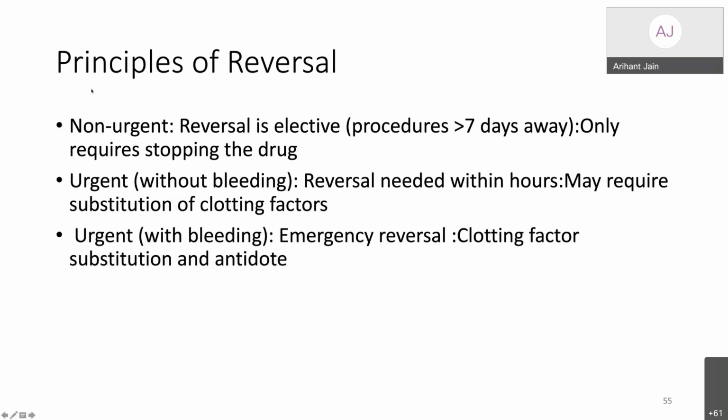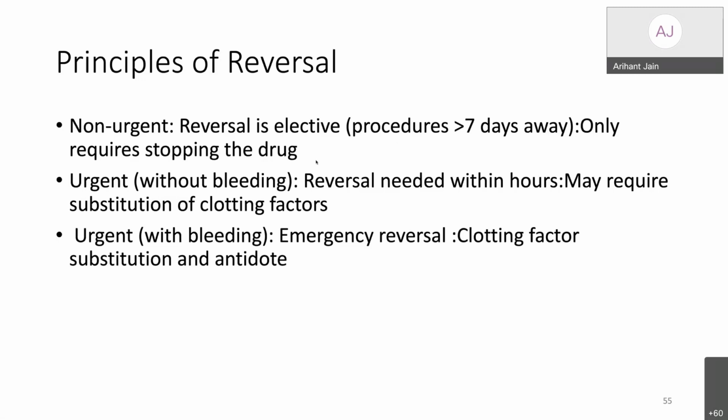So first of all, you will see whether it is non-urgent or urgent. If it is non-urgent, say the patient has come with a minor gum bleed, or the neurosurgeon calls you that this patient needs to be operated for a spine surgery for low backache, and the patient is on NOAC, so kindly do the reversal of the drug. That is an elective thing. For an elective thing, typically defined as a procedure more than 7 days away, you only require stopping the drug.